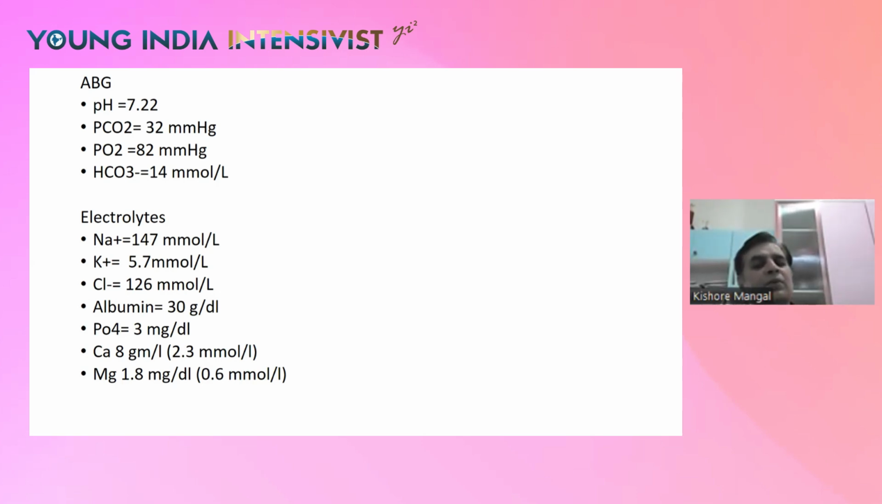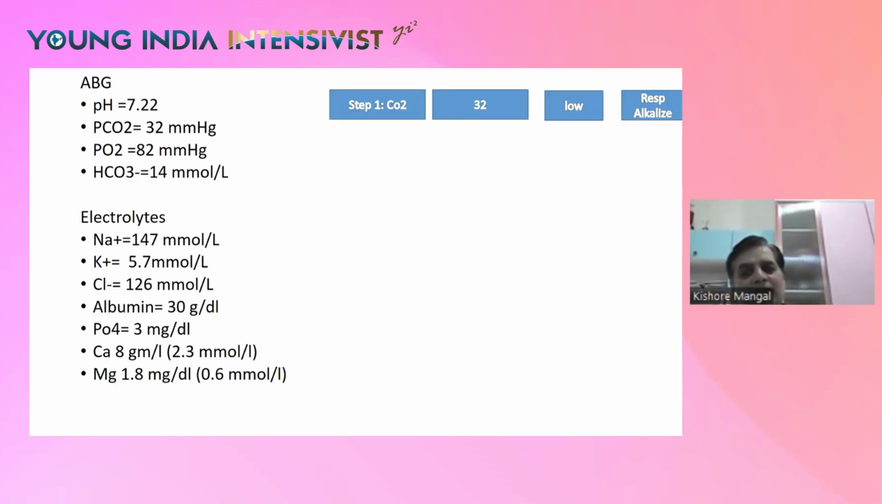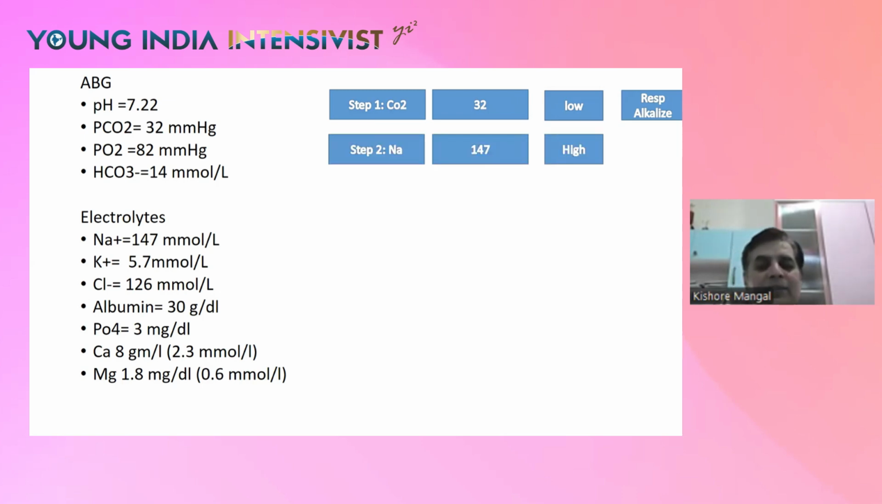Okay. What is the Stewart's answer? CO2 is on the lower side, so there is respiratory alkalinization, of course. Sodium we see 147. 147 is higher than 140. So high sodium is alkalinization. So again, this is also causing alkalinization. So some parameter will be acidifying, especially since the pH is also on the lower side.